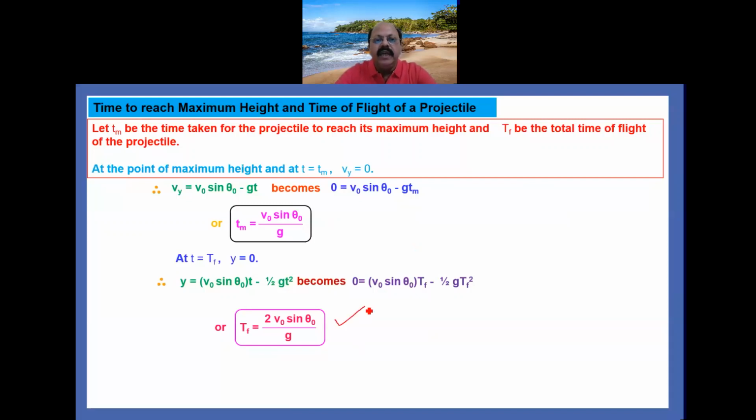And you also see that due to the symmetric nature of the parabolic path, the total time of flight is equal to time of ascent plus time of descent. And the time of ascent is equal to time of descent. So that's why time of flight equals 2 times the time to reach maximum height, that is Tf equal to 2 Tm. So this is about time of flight of projectile.